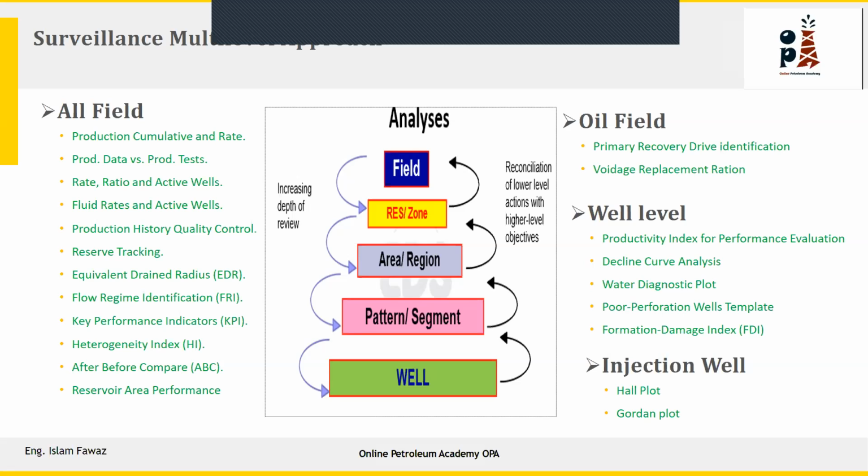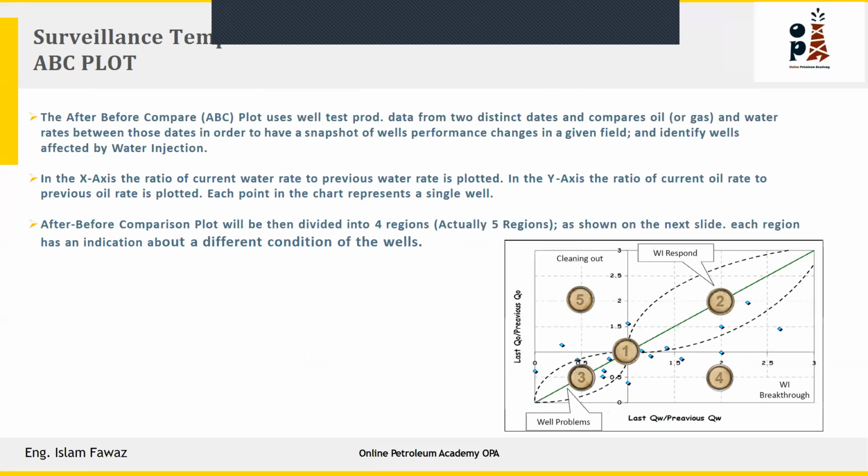For well level, we have productivity index maps for all the wells in your fields. Poor perforation wells, where you need to maximize the perforation, or we have a scan for these wells. Formation damage index, water diagnostic plot, for injection wells, Hall plot or Jordan plot. Which is very, very important in order to diagnose the data. For example, we'll go through the after, before, compare, and what is the ABC plot.